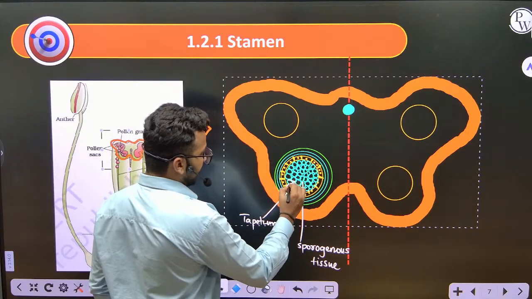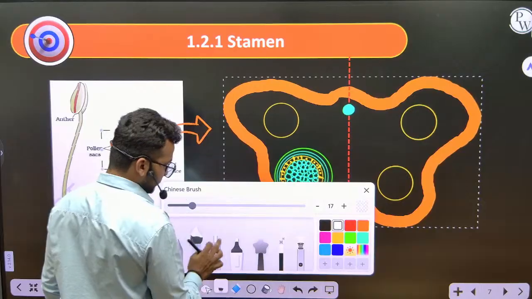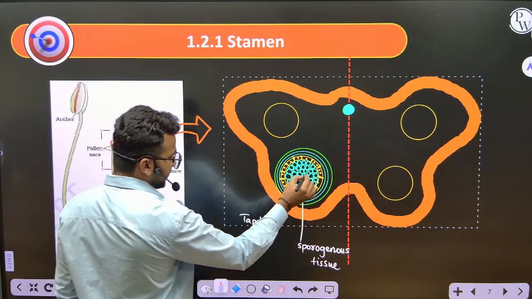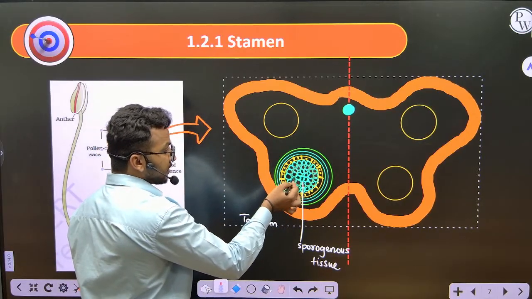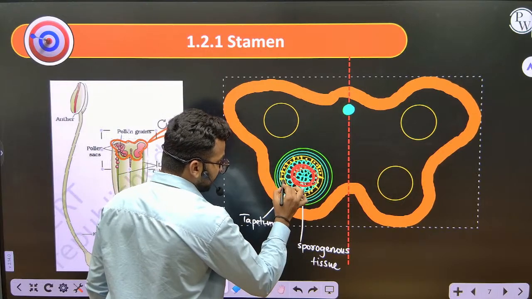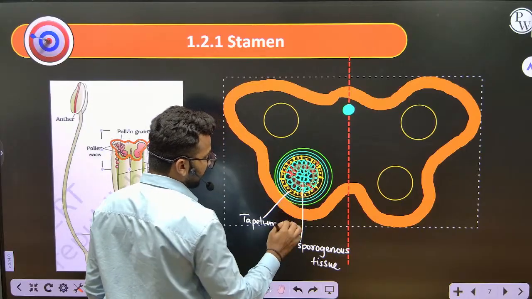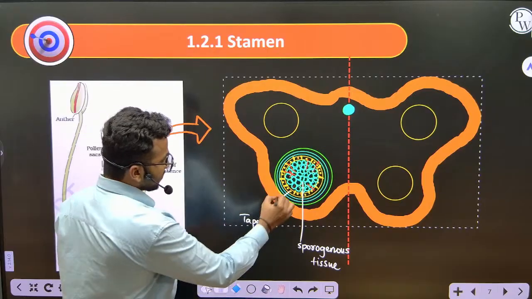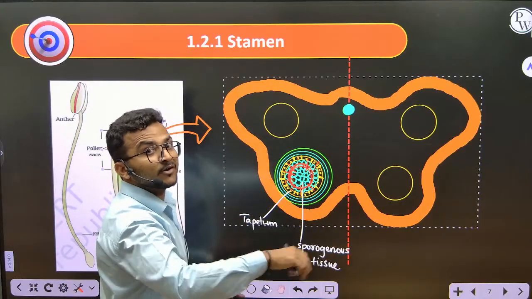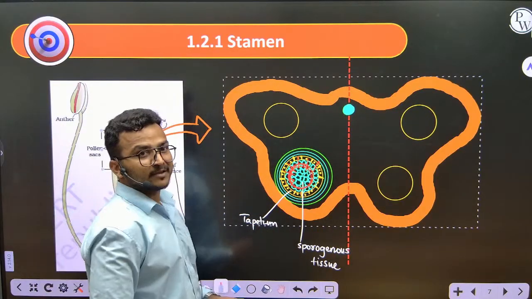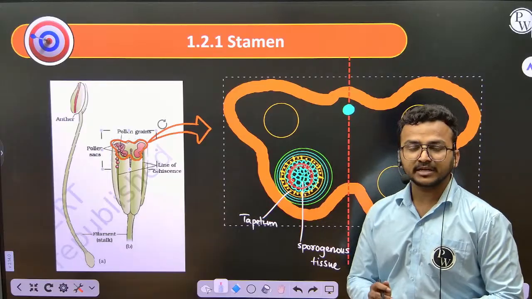When it supplies the food towards the sporogenous tissue, these are the developing pollen grains. The food to develop the pollen grains will be supplied from these tapetal cells. The innermost cells will be nourishing the pollen grains there. So the innermost layer is nourishing these cells to get matured into pollen grains. So the function of tapetum cells is very important in this case: it gives nourishment.